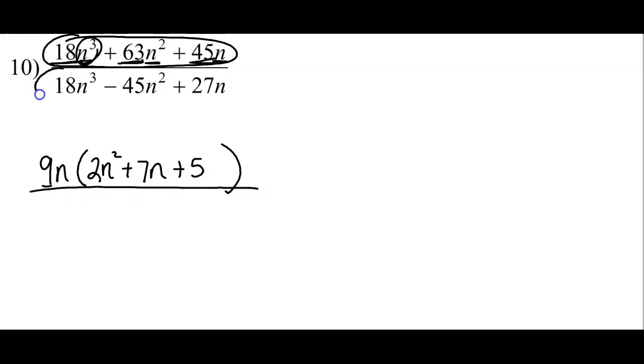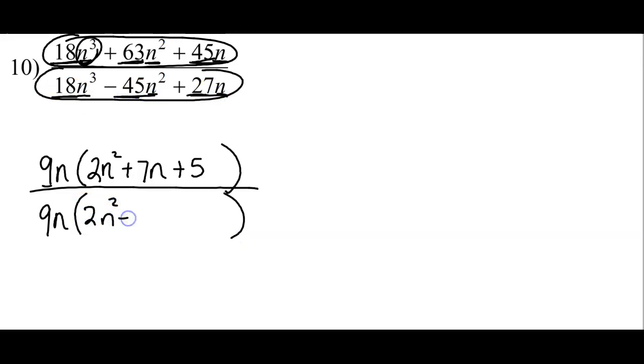We're going to repeat that same thing now on the bottom here. Once again, 18, 45, and 27 can all be divided by 9, and they also all have an n, so I can take an n out. If I divide all of these by 9n, I'll be left with 2n squared minus 5n plus 3.